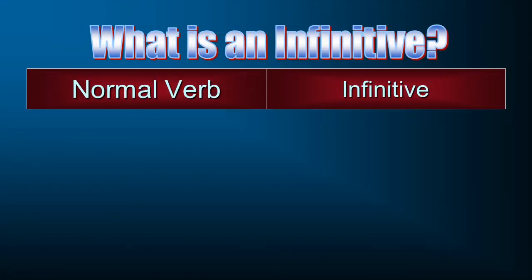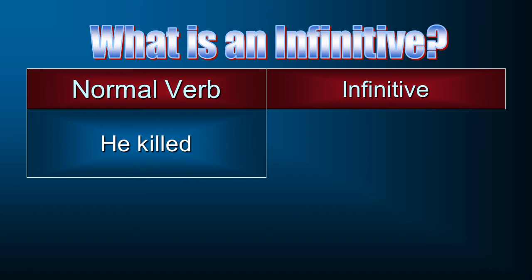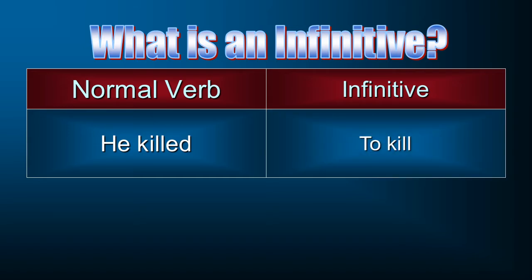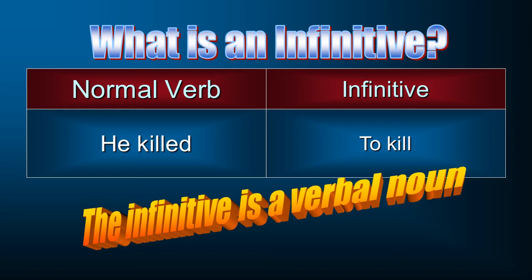A normal verb has action. We could say he killed. Remember, we even had learned the Hebrew word for that, katal. An infinitive is like that, but it has that idea just to kill. And so we can describe it as a verbal noun.